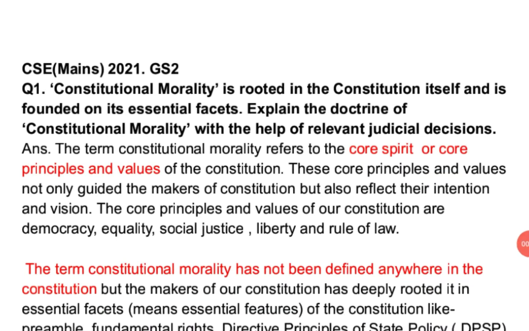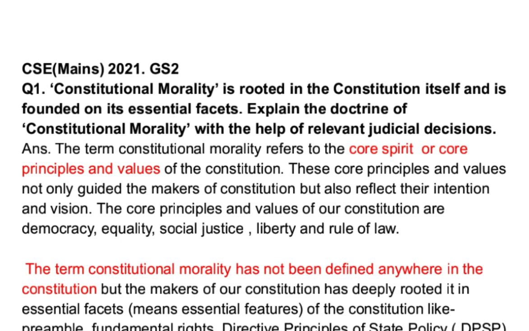This is question number 1 from GS paper 2 of the mains 2021 examination. Question is, constitutional morality is rooted in constitution itself and is founded on its essential facets. It means constitutional morality, that is संवैधानिक नैतिकता, has its roots in constitution itself, and is based on essential facets or features of constitution.